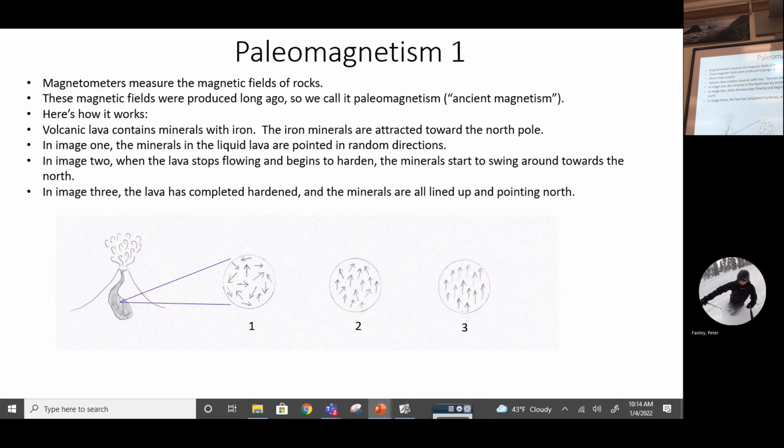And then the lava finishes cooling, completely hardens, and now those iron crystals are fixed in position. They're frozen in place. And if we look at an old rock, we can figure out what direction north was when the rock was formed. So that's why we call it paleomagnetism.